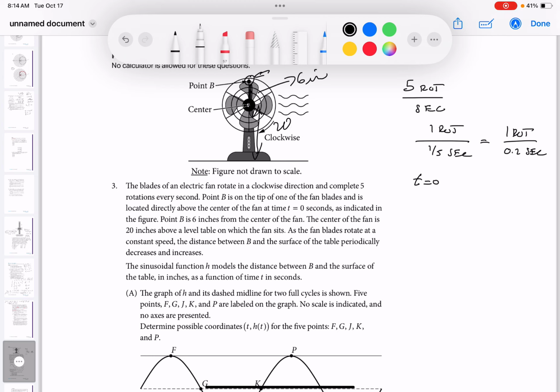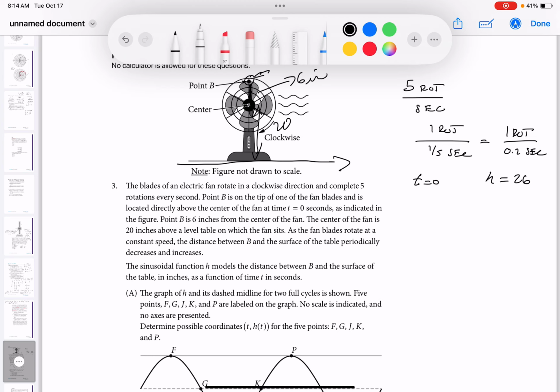So now I know at t equals 0, that point B from the table over here is going to be 26 inches. So I'm going to say the height of that tip there is going to be 26 inches. And this is t equals 0 seconds. H would be 26 inches above the table. Right, so I kind of understand, but I don't know what the questions are yet.